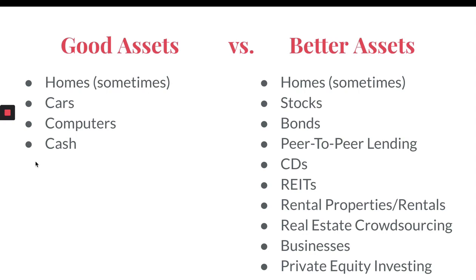So next is computers. Computers are a similar thing. It's a depreciating asset, right? You might have bought a Mac for $1,000, but now it's worth $700 if you want to sell it. This is depreciating, right?